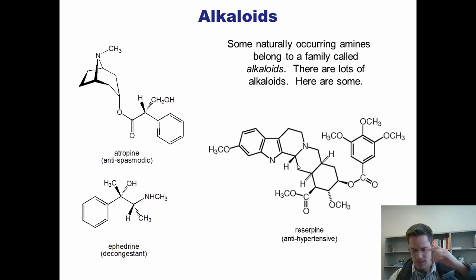Because I don't want you to leave this class without hearing the word alkaloid, I am now going to say it with a funny accent. Alkaloid! Alkaloids are a special class of naturally occurring amines. A few famous examples of these are shown here, which you're welcome to remember if you so desire. This is an example, atropine, which is an antispasmodic alkaloid. This is a compound called ephedrine. And this is an antihypertensive drug known as reserpine.